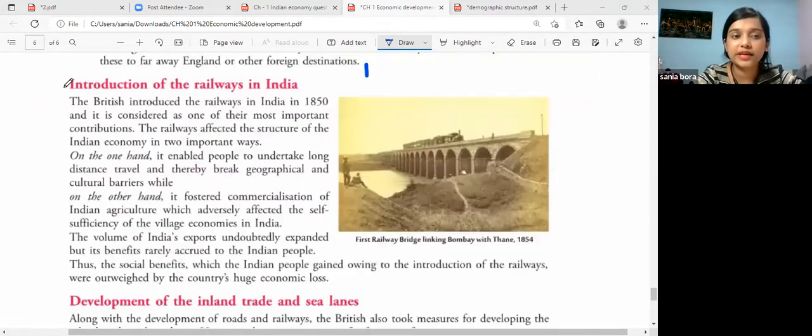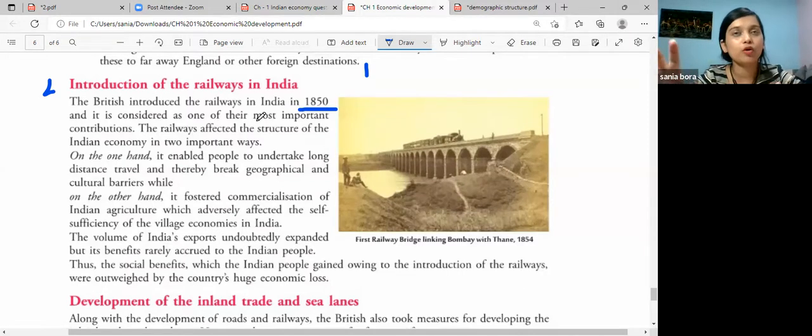Okay. Now, the second thing is what the Britishers did: introduction of railways in India. So the British introduced the railway in India in 1850. You have to remember the date. The Suez Canal, the census, the demographic transition, and this railway. Right. So the British introduced the railway in India in 1850, and it is considered one of the most important contributions.